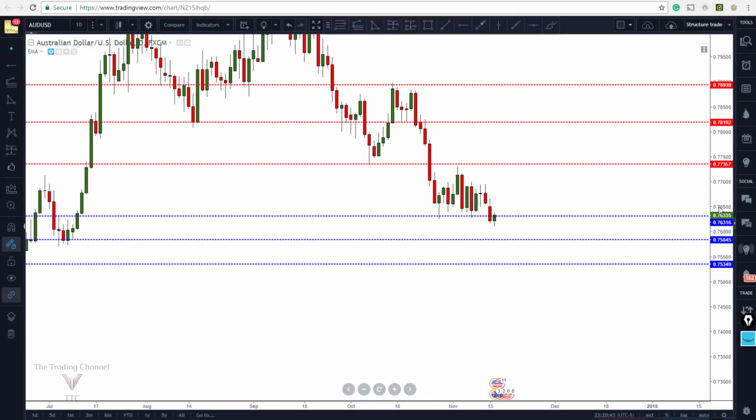And we've already mentioned the other levels of support and resistance that we'll be paying attention to throughout the rest of this week. So let's go ahead and move on to our next pair.